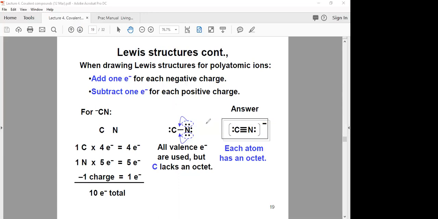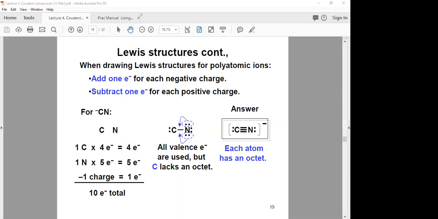Okay, so as an exercise, you could actually look at drawing this representation of cyanide, but only using carbon's 4 valence electrons and nitrogen's 5 valence electrons. You would see that it would not work without this additional 1 valence electron.